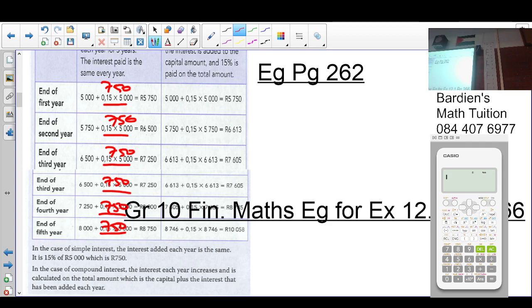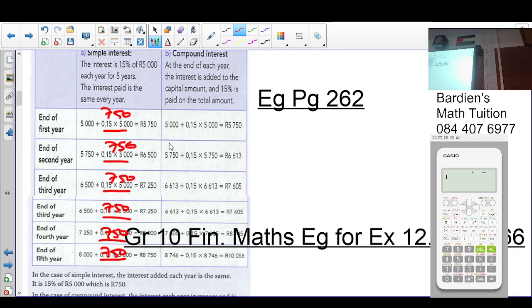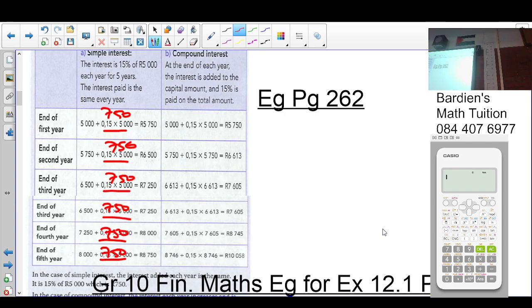Whereas if you're looking at the compound interest comparison, at the end of each year the interest is added to the capital amount, the principal amount, and 15% is paid on the total amount. So basically what happens here is that in the first year, it's the same, which is 750. In the second year, you see it's not the same any longer, which means I can work it out.